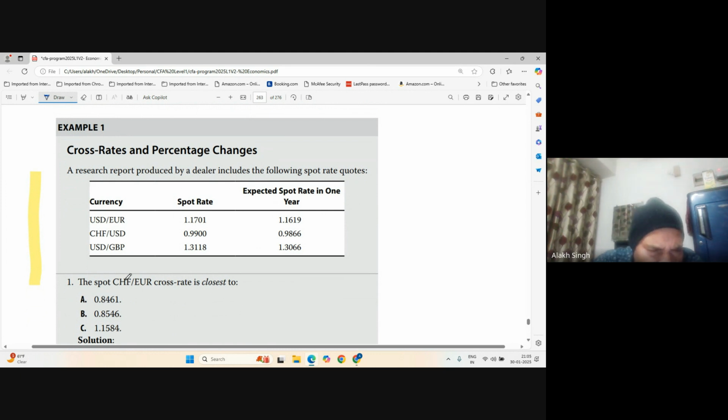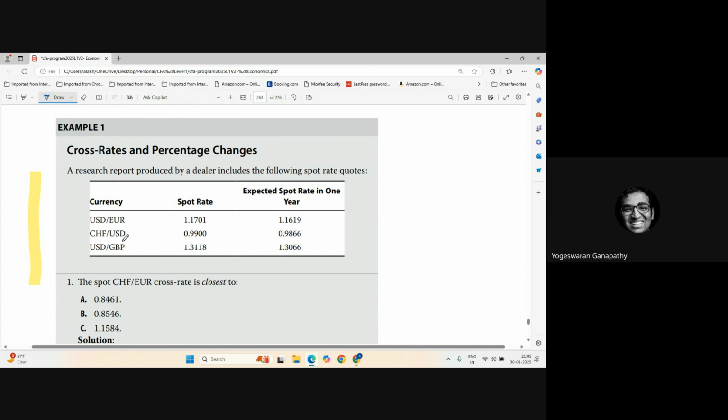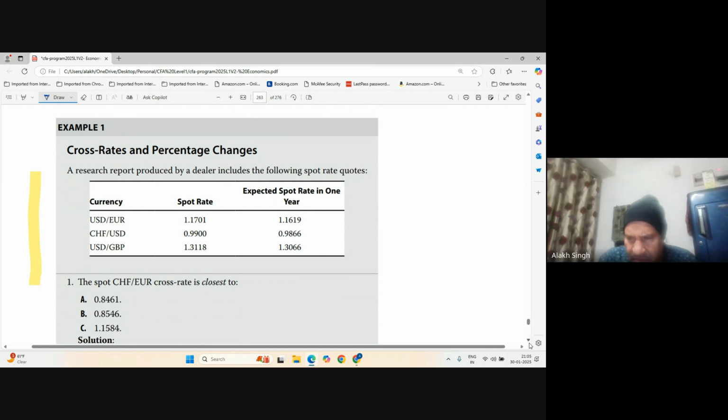What is CHF by euro? CHF by euro, this one. So USD. C, 1.1584. Yes, 1.1584. So C is the correct answer.